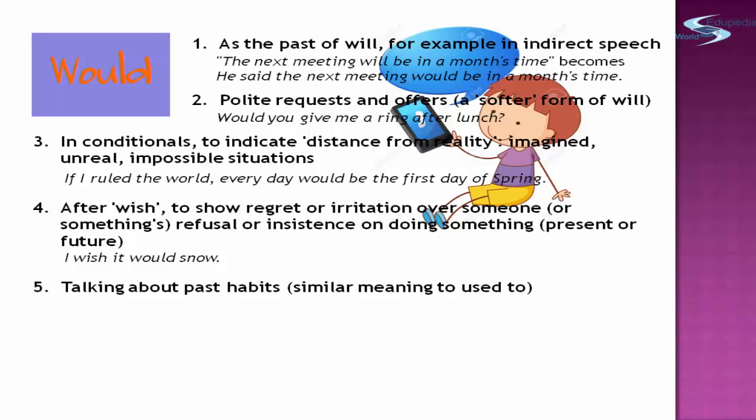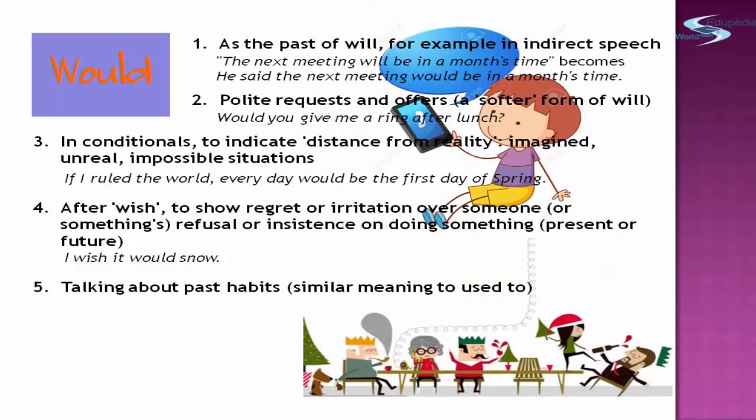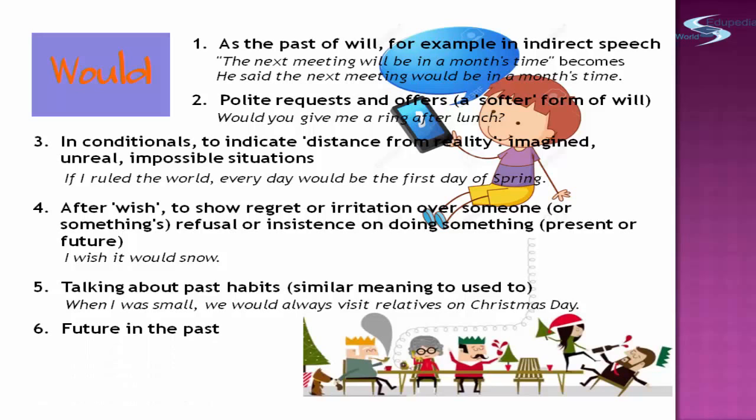The fifth is it would can function for talking about past habits, with a similar meaning to used to. When I was small, we would always visit relatives on Christmas Day. The sixth function of the modal verb would is for future in the past. The assassination would become one of the key events of the century.